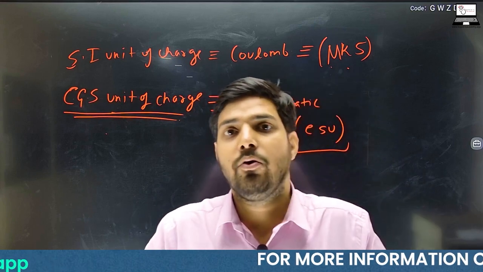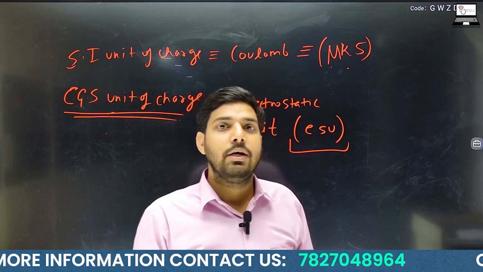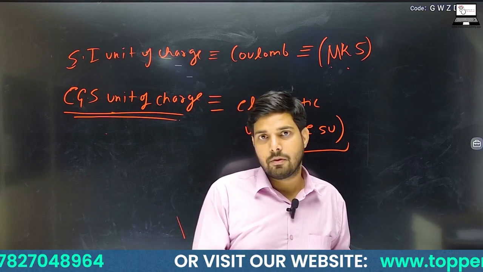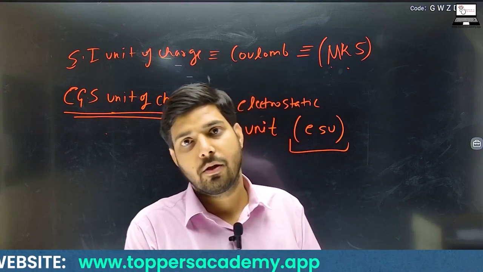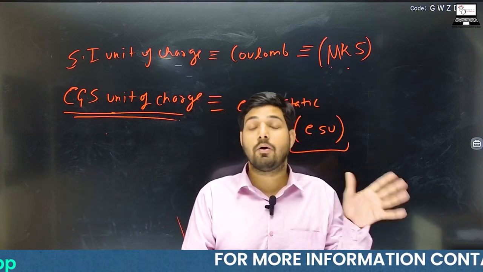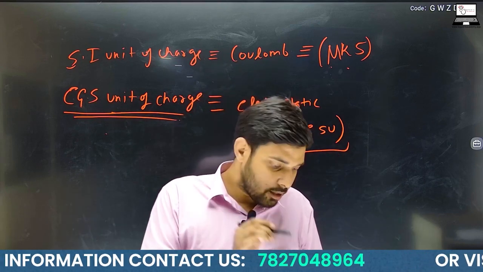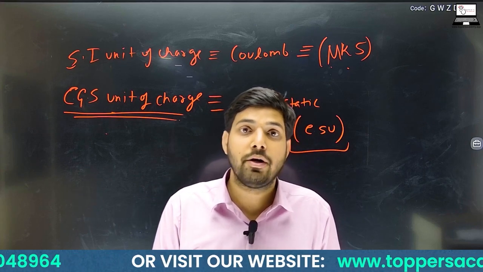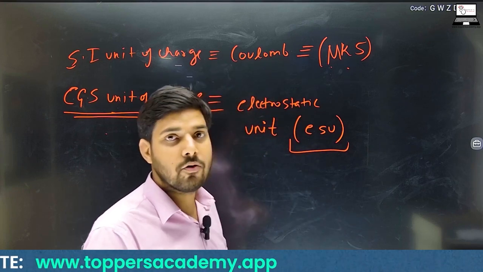Now, if we are talking about the value of ESU, how much ESU is equal to how much coulomb? If we are talking about quantity, let us say 1 kg is equal to 1000 gram. Kg and gram are both units of mass. We say 1 kilometer is equal to 1000 meters, 1 meter is equal to 100 centimeters. Kilometer, meter and centimeter are all units of length.